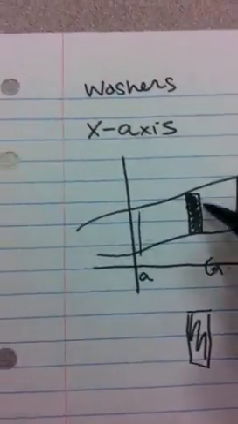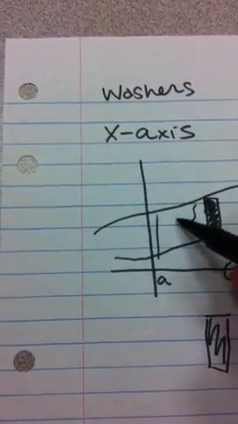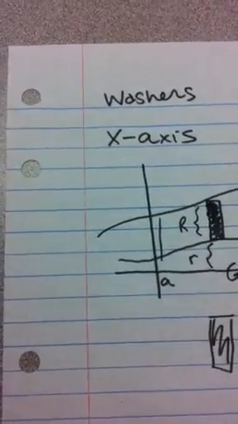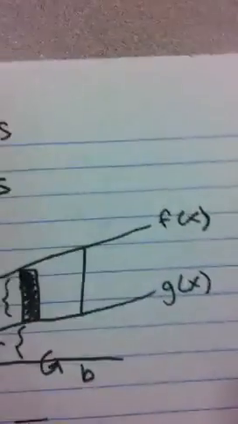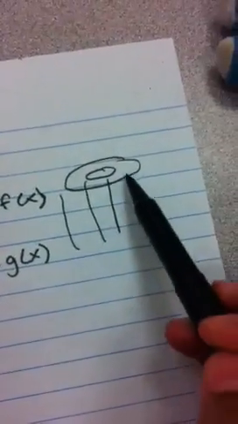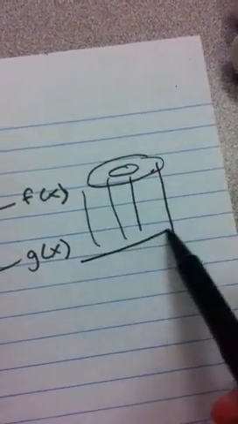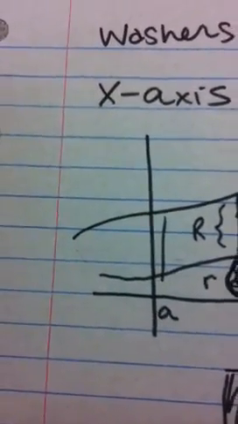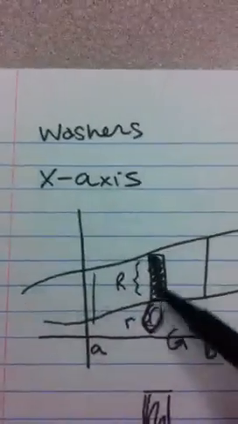So how I like to think of it is this is the big radius, so we do a big R. This is the little radius, so it's little r. And so you're kind of making this little cylinder thing like that. So this will be little r, so this is why there's a gap right here. And then big R is this part.